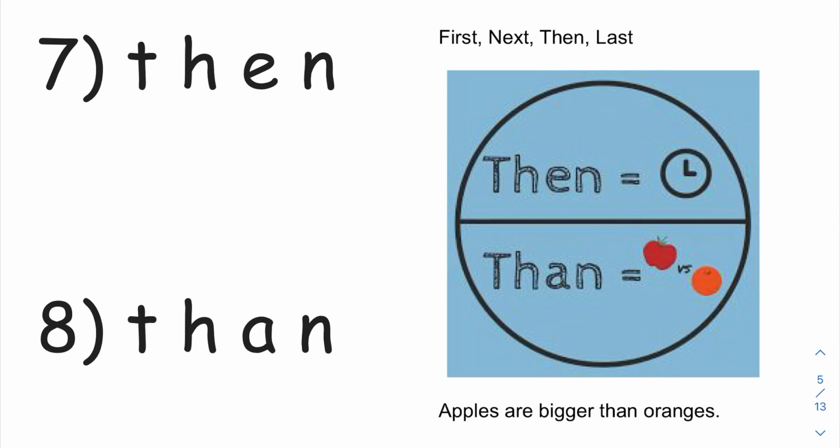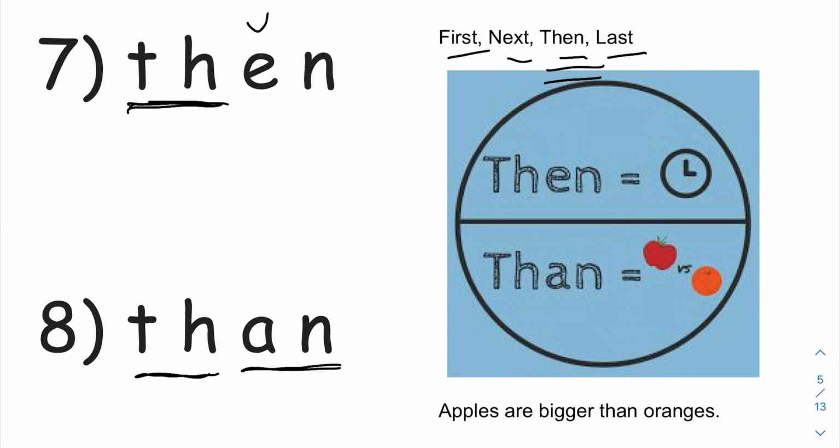Okay, so we have then and than. So you kind of hear that E sound for that one and the short sound for the other one. Okay, I liked this picture here because that first one is talking about time. So yeah, first, next, then, last, what happened then. Okay, so we're always talking about the order of something or time.